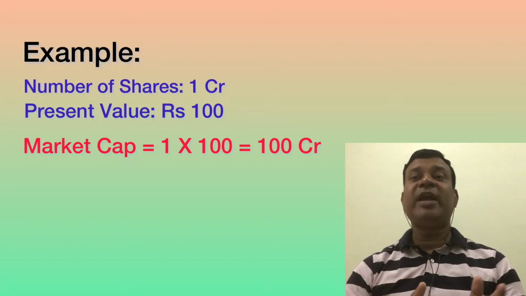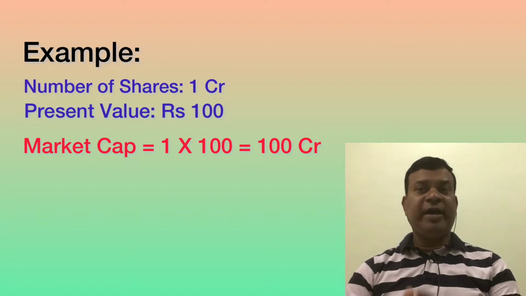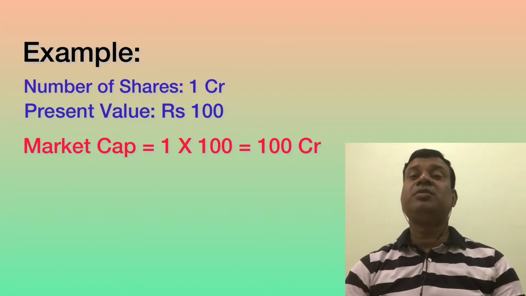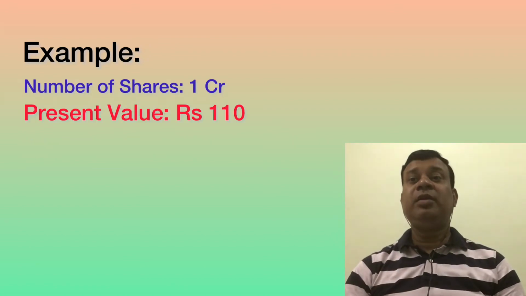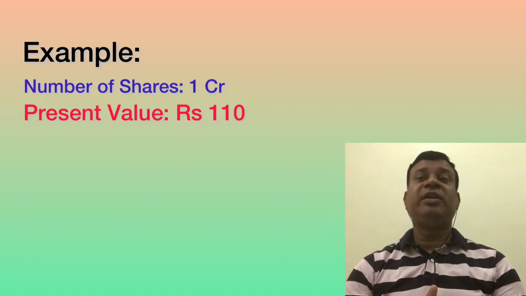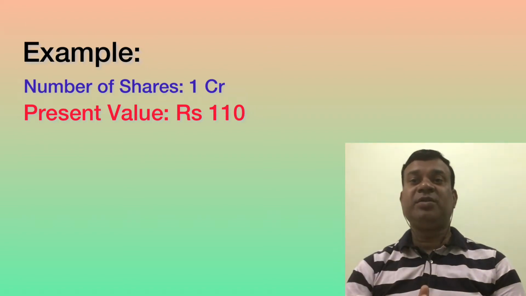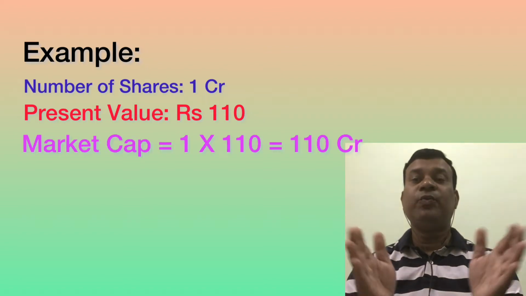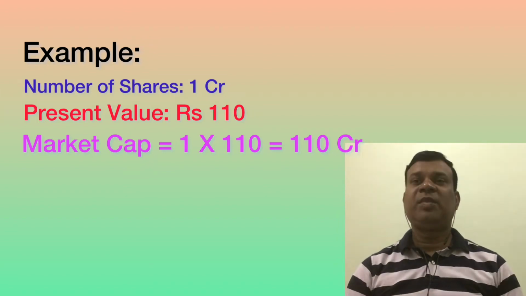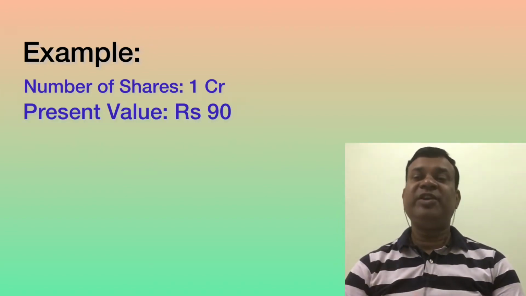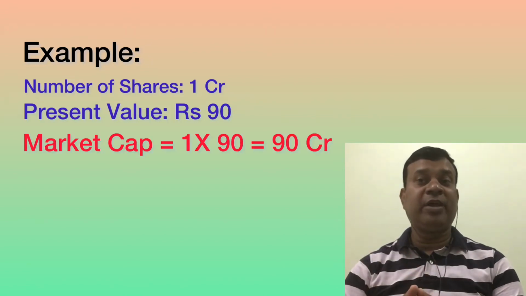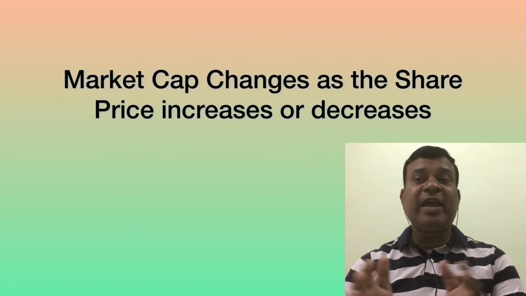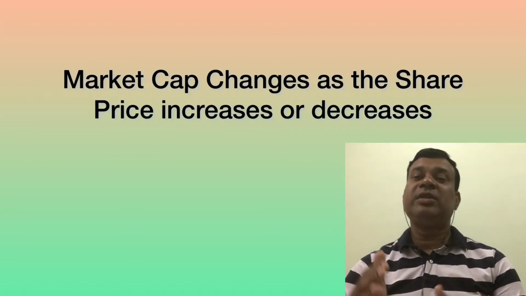Now this market cap changes every day. As the price of each share increases or decreases, the market cap will increase or decrease. Let's say the price of each share increases to 110 rupees, then the market cap of the company will be 110 crores. Or if the price of each share decreases to 90 rupees, then the market cap of the company will become 90 crores. So we can say that market cap is very dynamic and it changes every day.